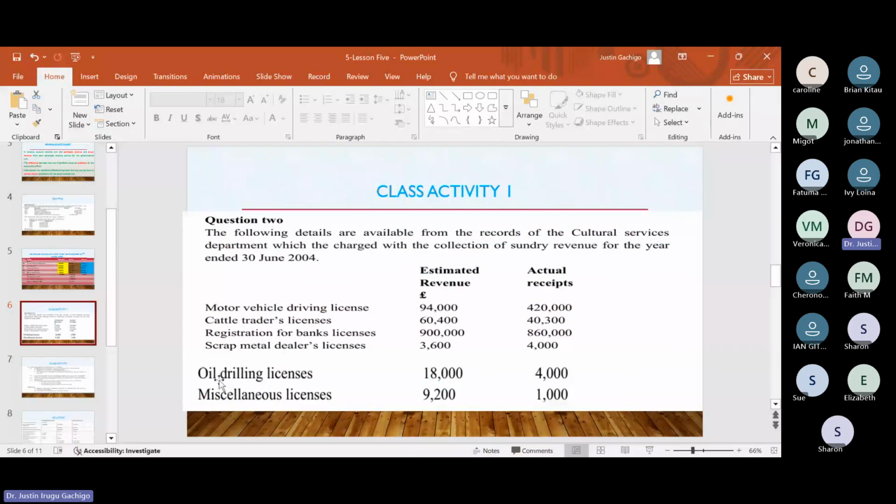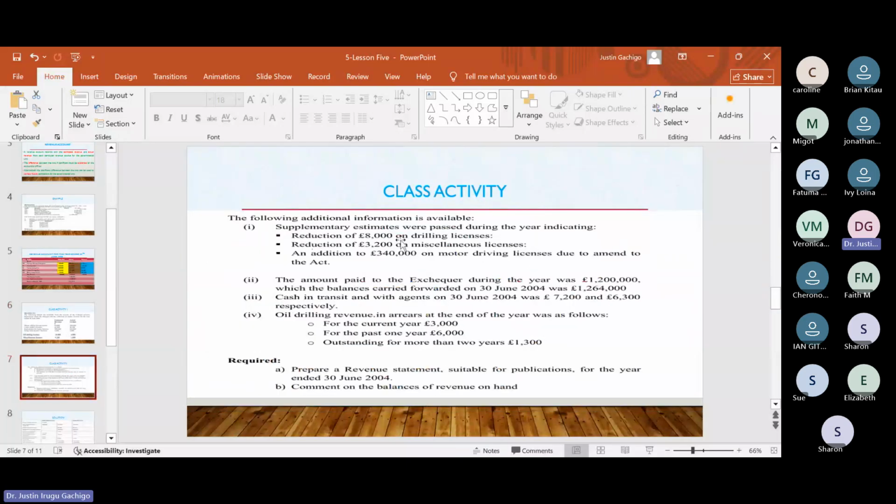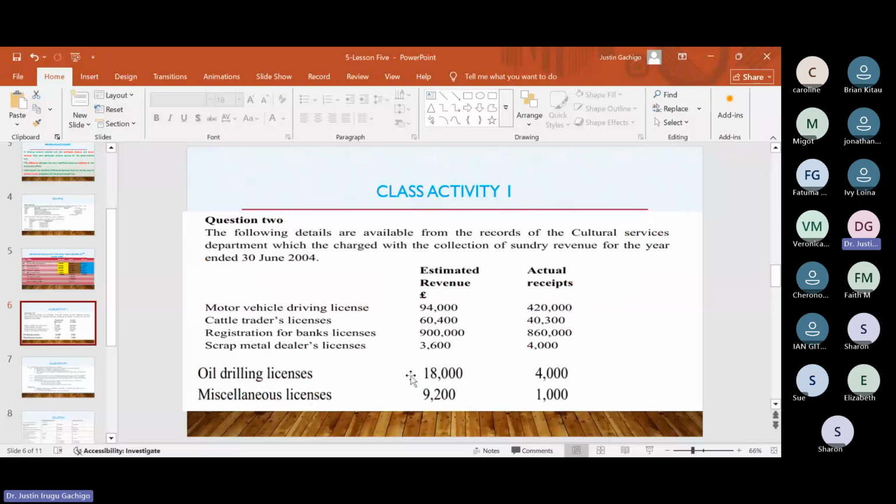the estimated was 18. And then here we are told that the estimate was reduced by 8 million. So that means this 18, you are going to less 8, you are left with 10. That is the importance of that additional information. And even before you start answering, you should start with the workings there. Number one, you say adjustment of drilling license, estimated revenue 18 million, 18 minus 8, you get 10.